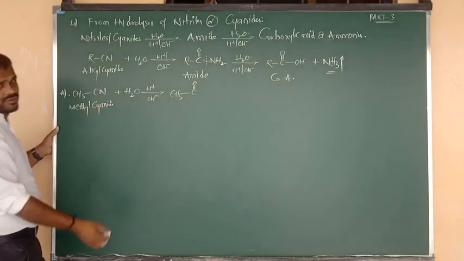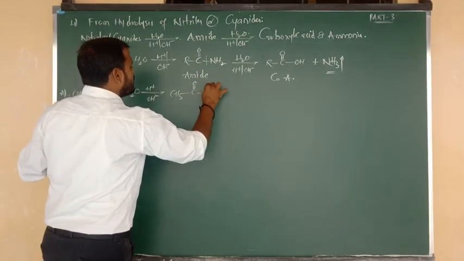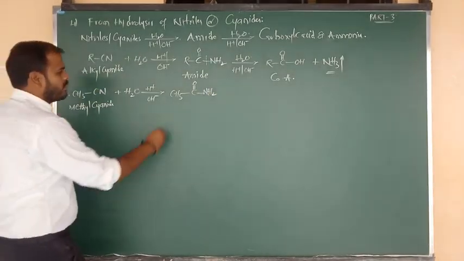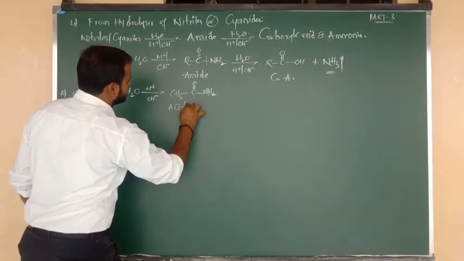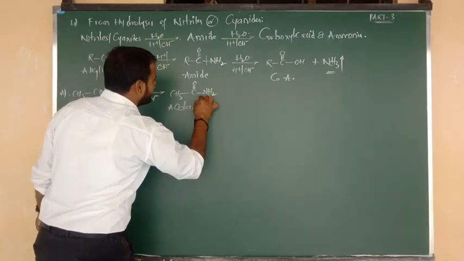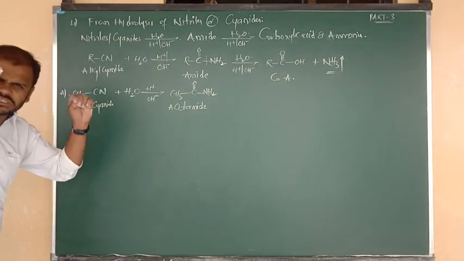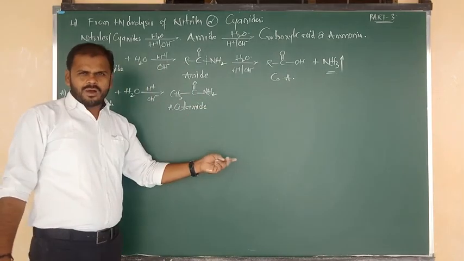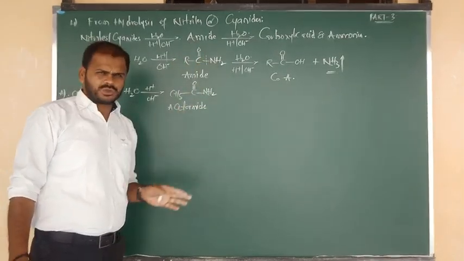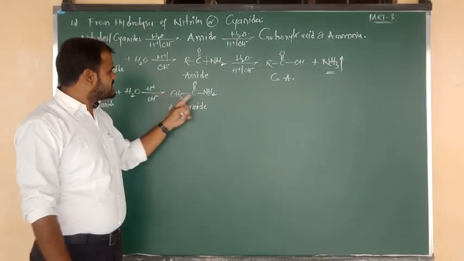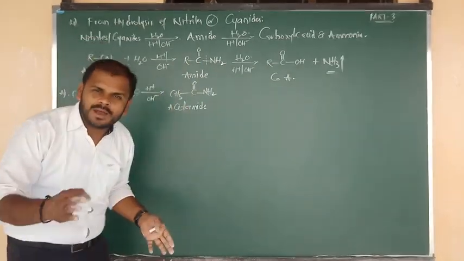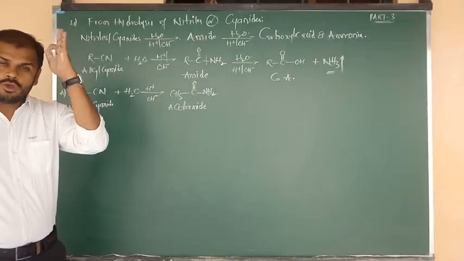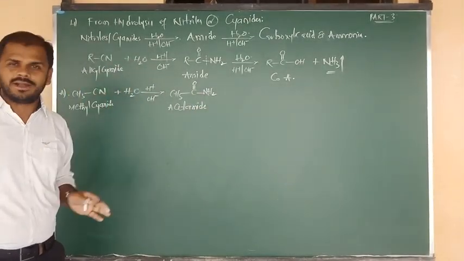Oxygen is given to the central C, so CH3 bonded to C double bond O. Two hydrogens are given to the N, so CH3 bonded to C double bond O bonded to NH2. The name of this compound is acetamide. You must remember the formula. The amide general formula is C double bond O NH2. Acetamide formula is CH3 C double bond O NH2. Benzamide formula is benzene C double bond O NH2. These three amide formulas you must remember.